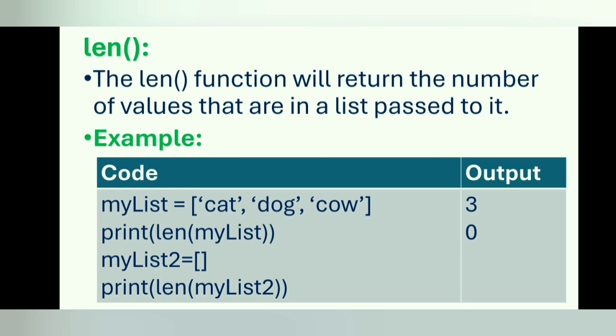You can pass any sequence such as a string, tuple or list, or a collection such as a dictionary or set, to the len function and it will return the length of the sequence. A sequence length is the number of elements it has. An empty list or any empty sequence has a length of 0.